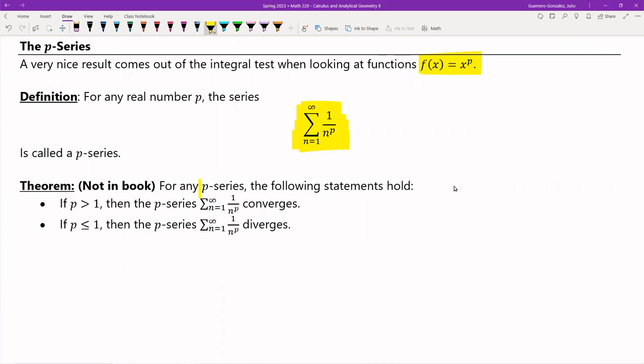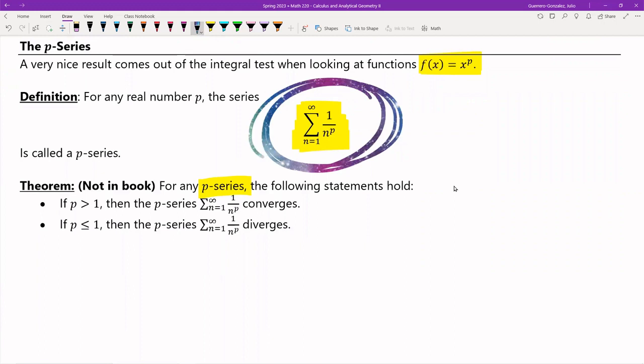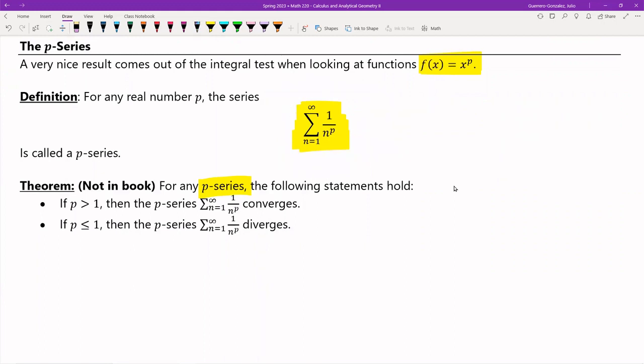Suppose you had a p series, so anything that looks like this. Automatically, easy answer: if that exponent p is bigger than 1, then automatically your series converges. And if your p is less than or equal to 1, then the series automatically diverges. So to determine convergence or divergence of this series right here, all you need to look at is whatever that p value is. If it's bigger than 1, it converges. If it's less than 1, it diverges. You are done. There's no work that needs to be done. It happens directly from the integral test. Okay. All right.